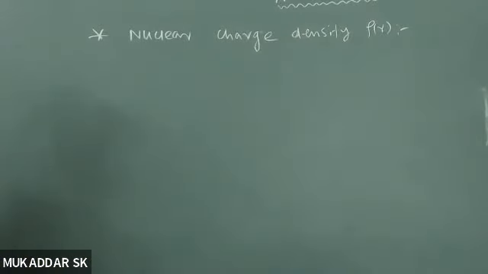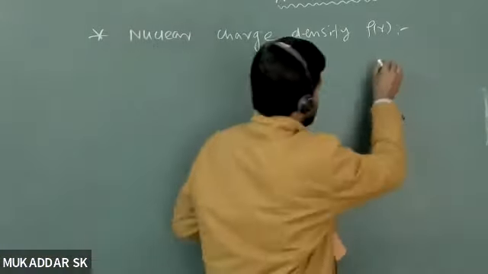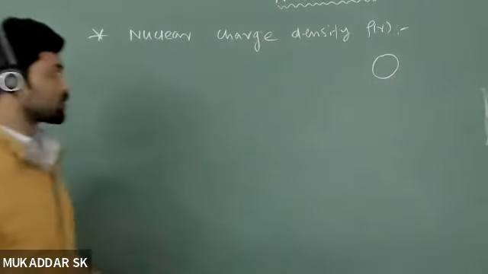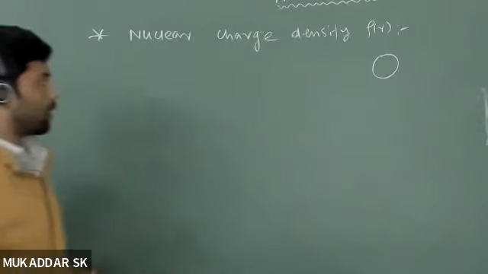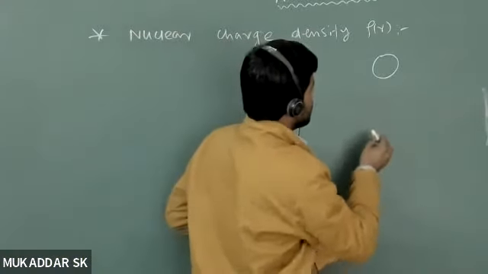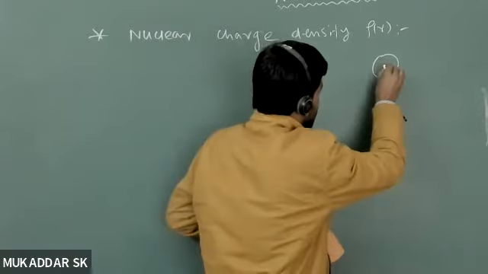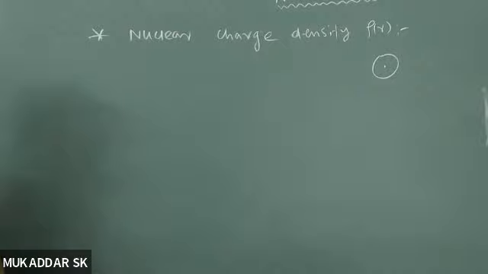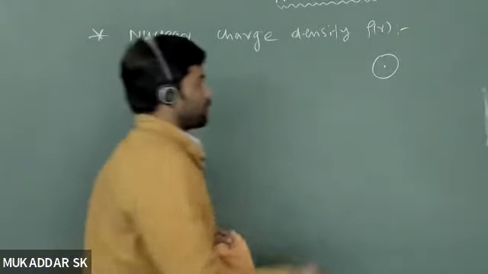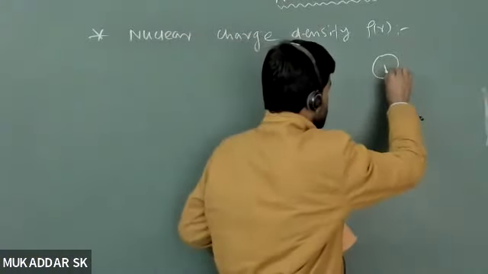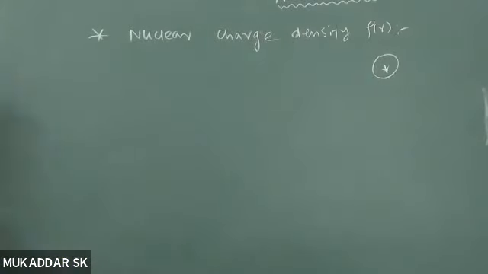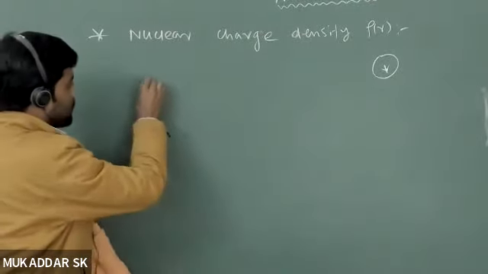Suppose you have a nucleus. The charge density of the nucleus is not uniform. At the center of the nucleus, the charge density will be maximum, and if you go away from the center, the charge density will be reduced. And I can write the empirical formula of the charge distribution of the nucleus.